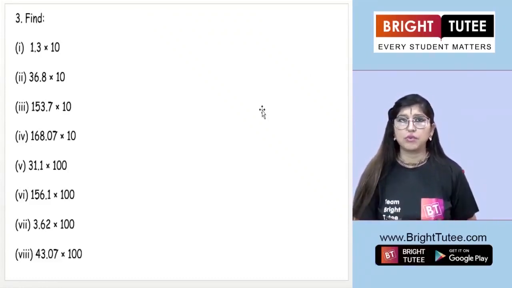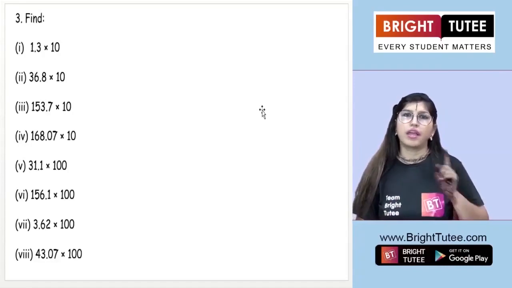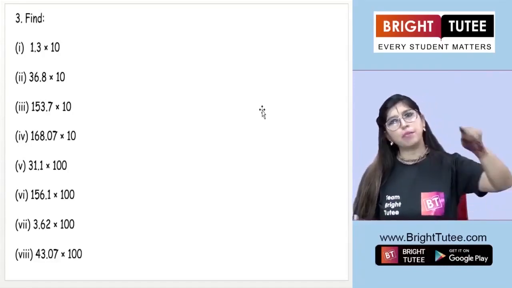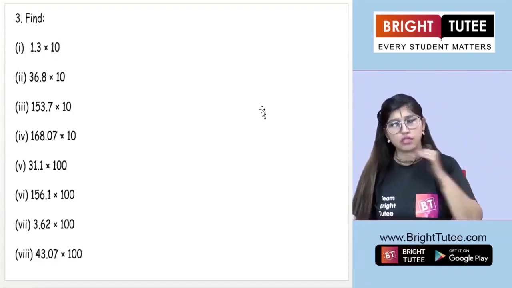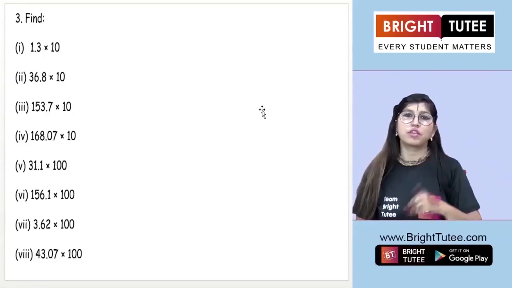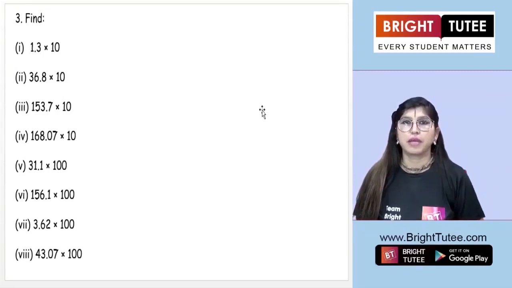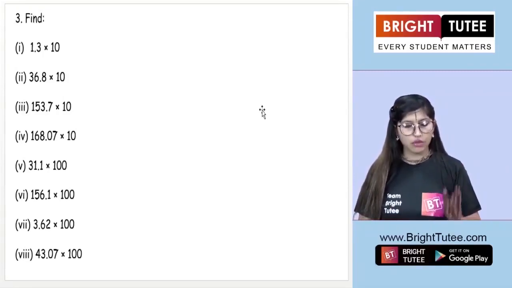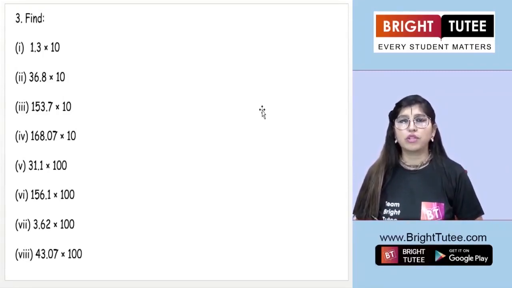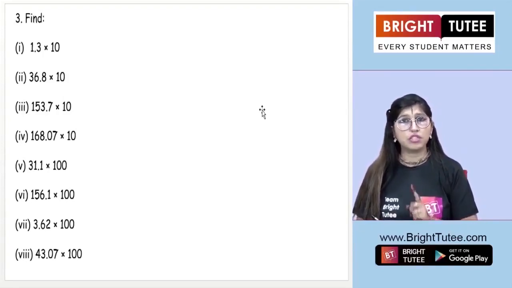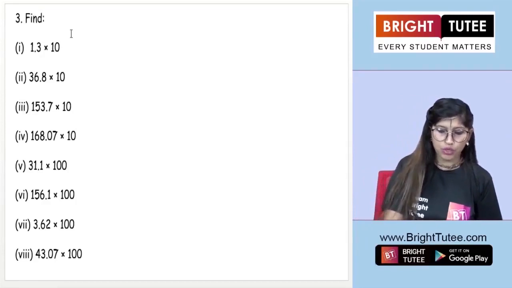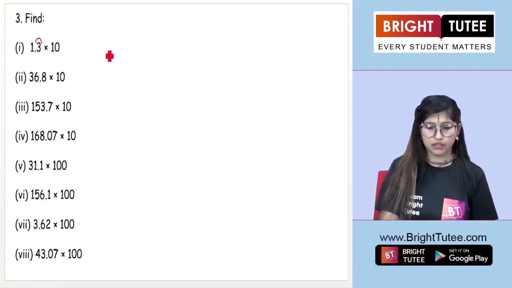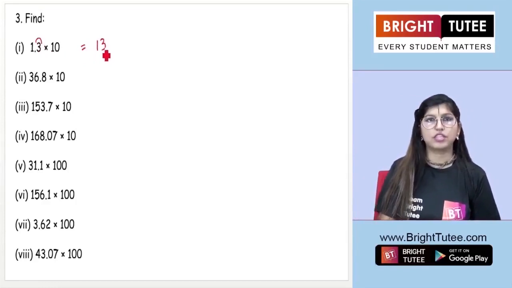We discussed it in an earlier video. How do we go about it? If we have 10, we'll move one place to the right, 100, two places to the right, 1000, three places to the right, because we have 1, 2 and 3 zeros respectively. Now the first part says 1.3 times 10, that is 1 zero, after the decimal point which we have. So what do we do? We'll be shifting it one place to the right, so we'll be getting 13.